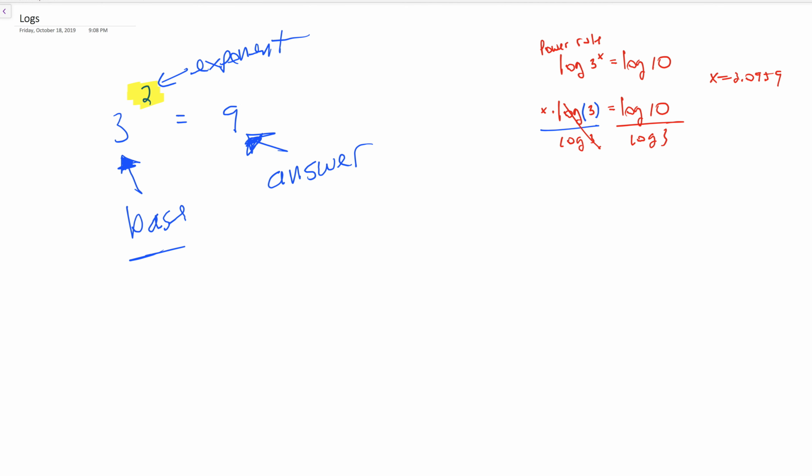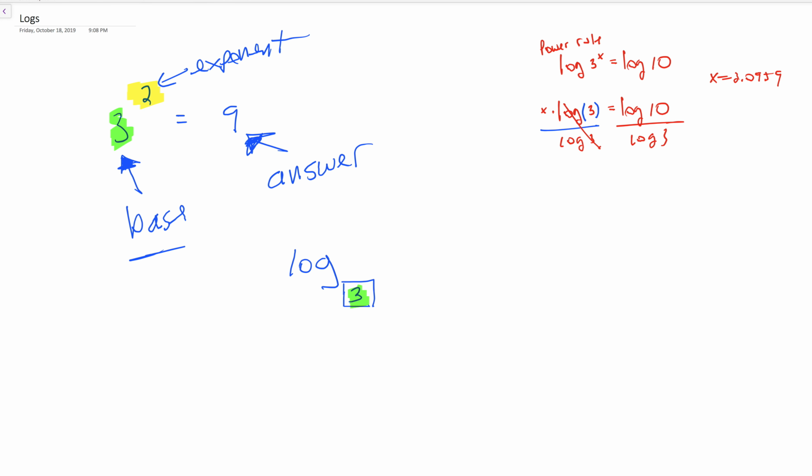I do know that when you say logs, like if you write log and then put something down here, well, if there's a 10 there, it would be log base 10, right? Or if there's a 3 there, it'd be log base 3. I want a 3 there because that's the base. So this is the base. You with me? Okay.